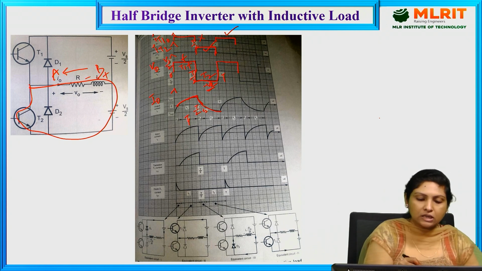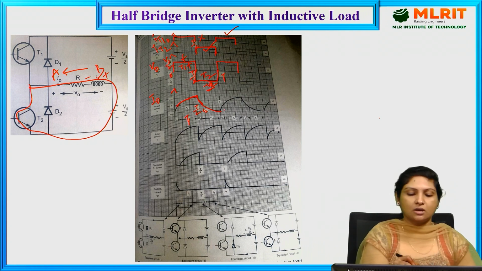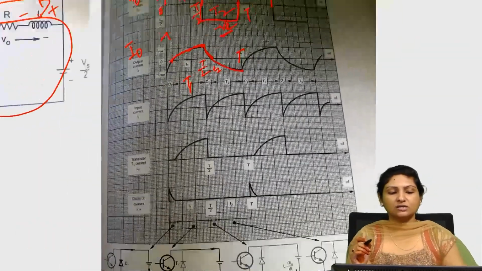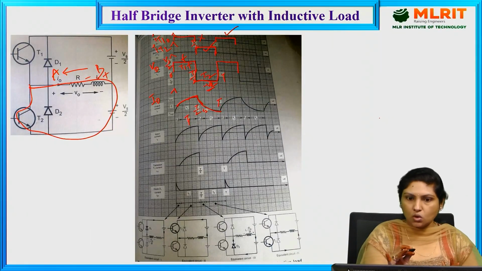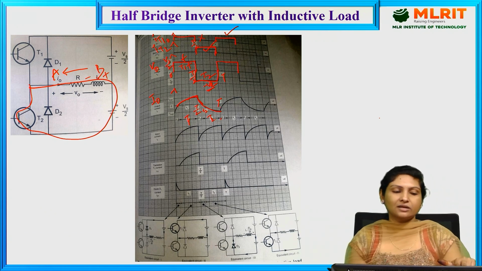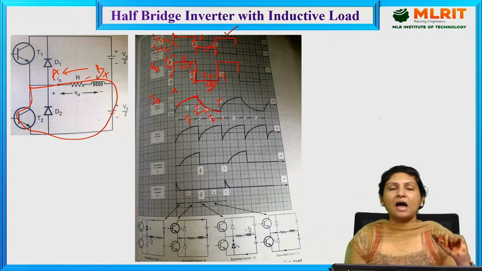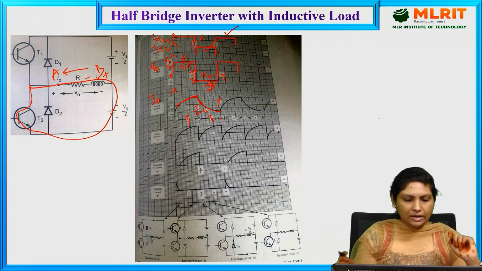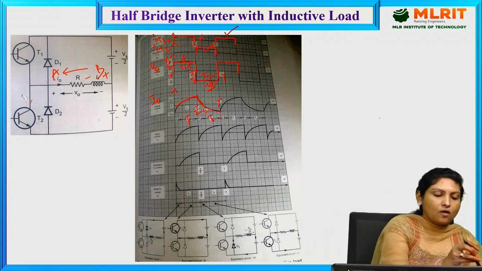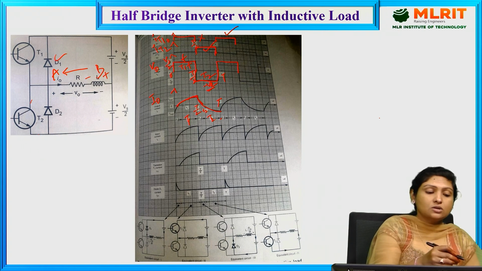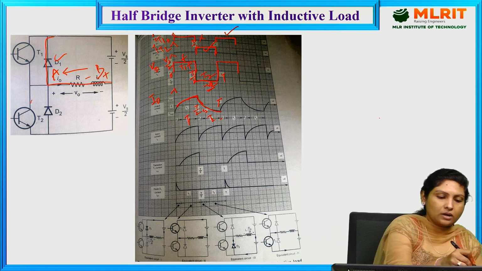So the current is building at a slow rate in the negative direction, and the moment it reaches T, since we have withdrawn the base drive for transistor 2, transistor 2 is now turned off. At this instant, because there is still a certain amount of energy present in the inductor, and it tries to maintain the current flow in the same direction, it tends to forward bias D1. So the D1 switch is on, and now current is dissipating through D1 to the load.